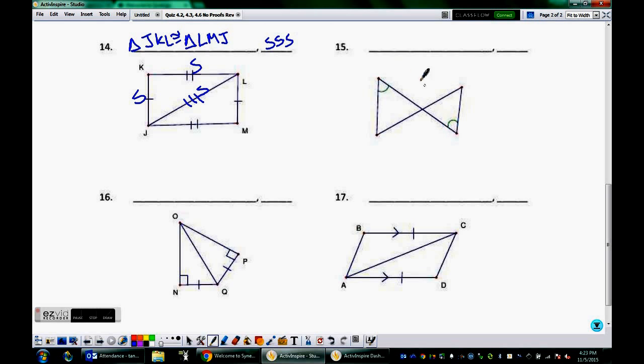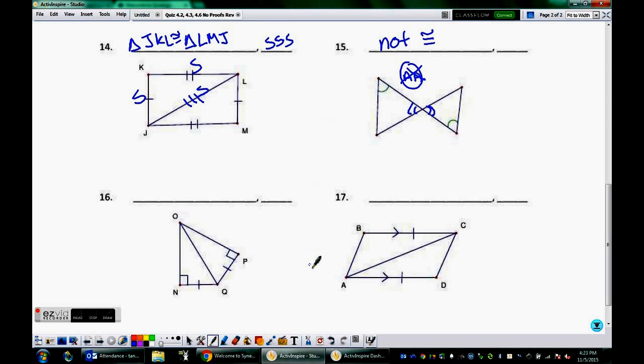For 15, the only thing I can add are the vertical angles. There's nothing to tell me sides are congruent here. So angle was not on my approved list. So I just have to say that these are not congruent. And then we just move on.